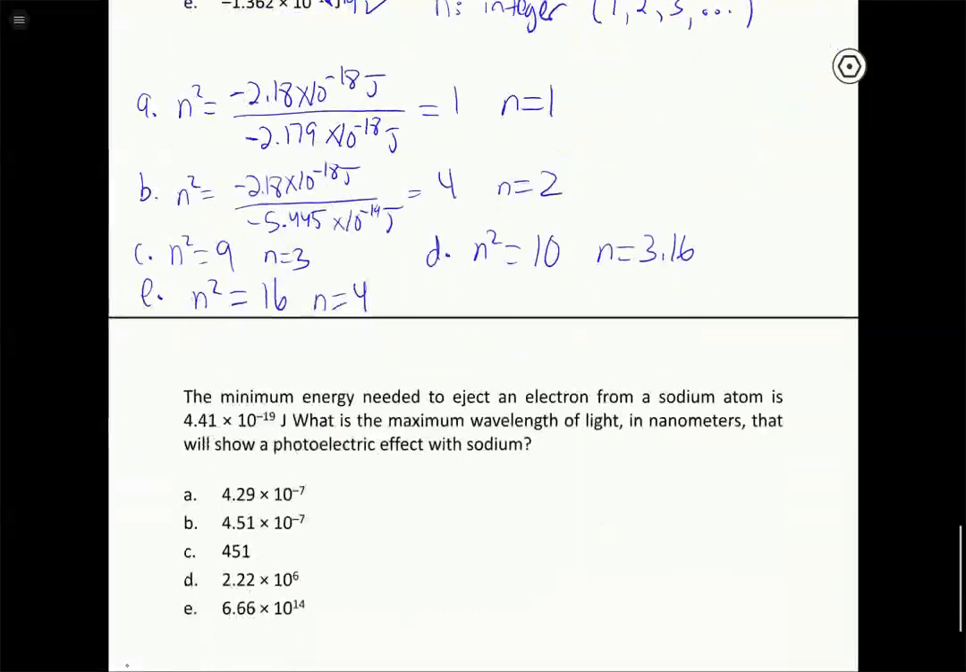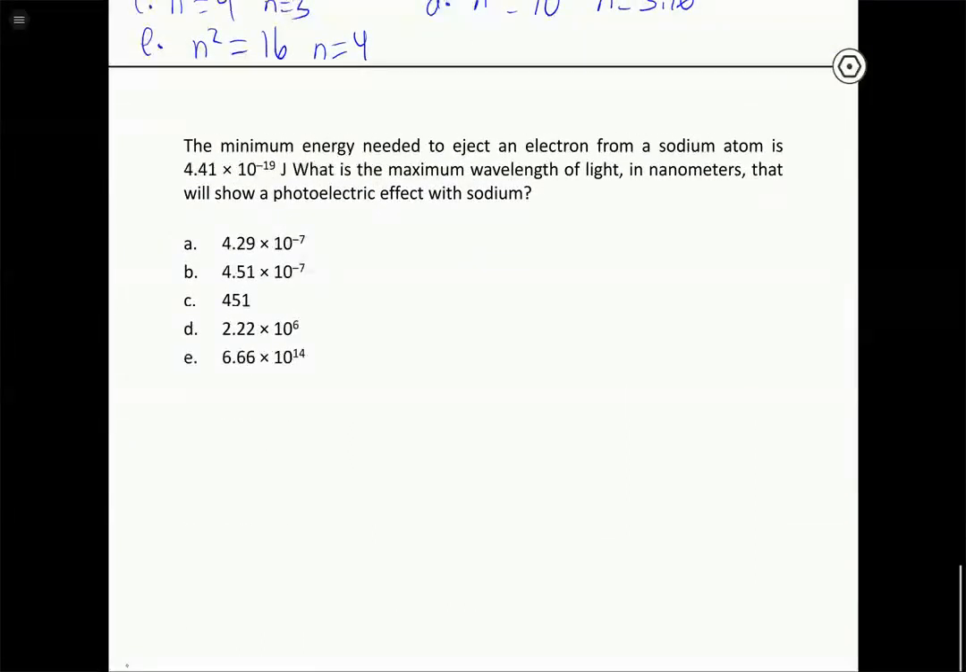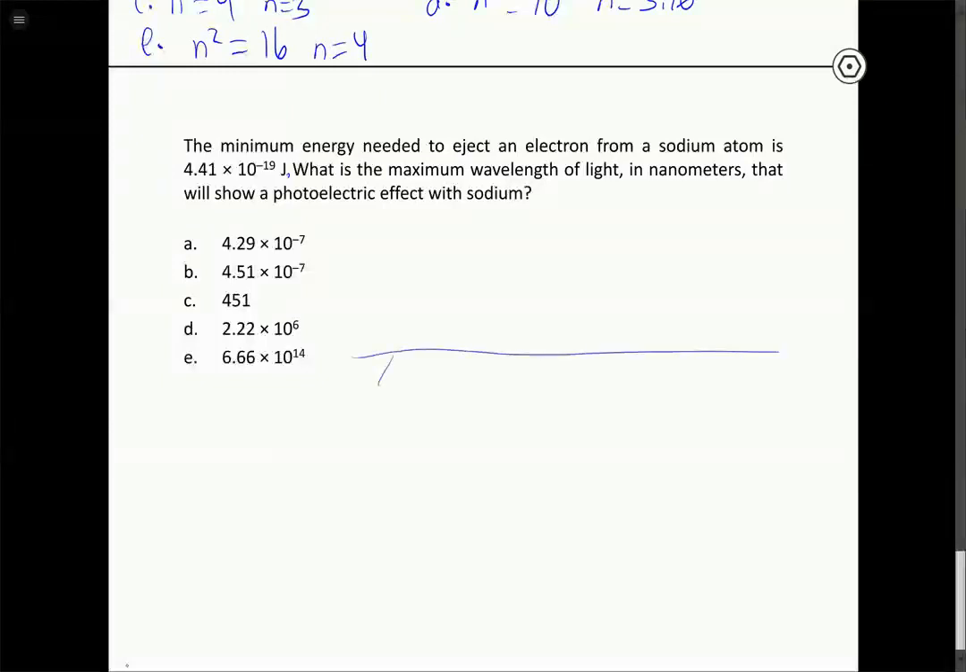Alright. And then finally the last one here is dealing with the photoelectric effect, but it's really not even requiring us to know much about that concept. So the minimum energy needed to eject an electron from a sodium atom is 4.41 times 10 to the minus 19 joules. So if you remember from the photoelectric effect, we would have a metal surface, and then you're going to hit it with a photon, and in order for an electron to be ejected from the surface, you need to have some minimum energy or minimum frequency for the photon.